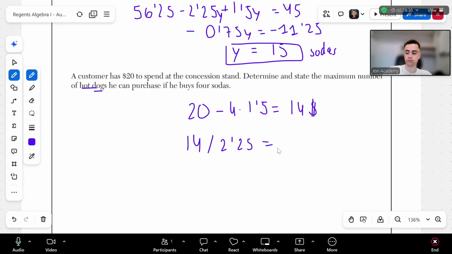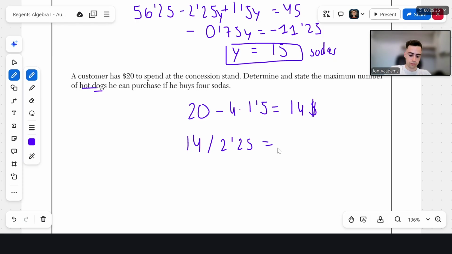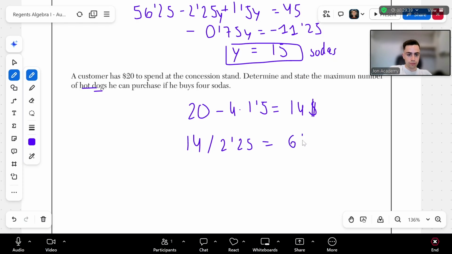That's gonna become, we can do it over here, 6.22. But what happens? We have to round down. It's gonna be like the floor function of this number, no? So it's gonna be maximum 6 hot dogs he can buy.